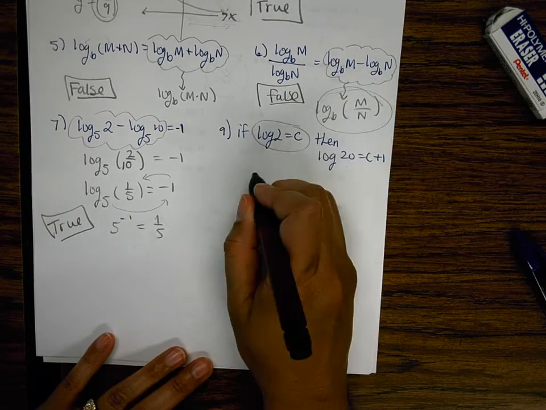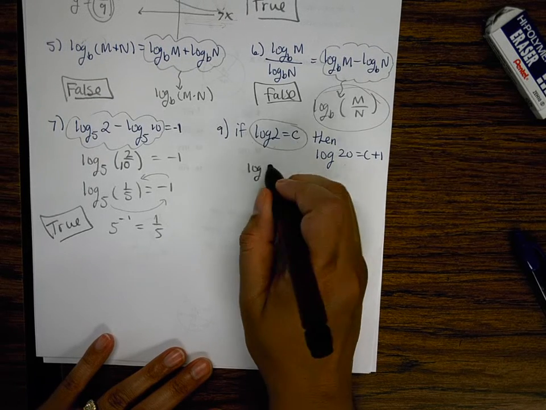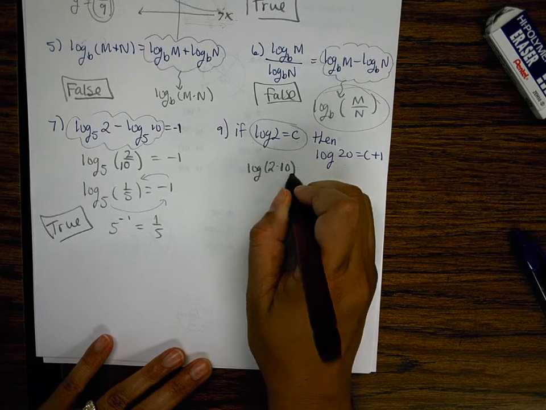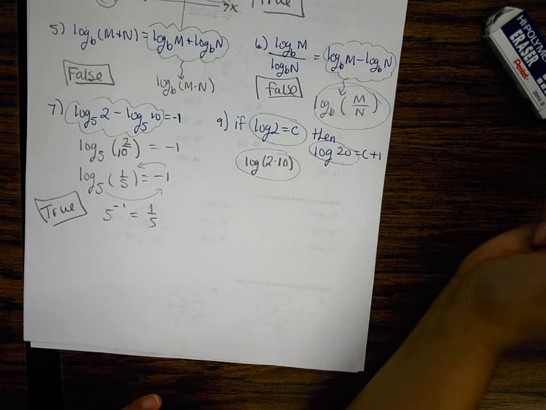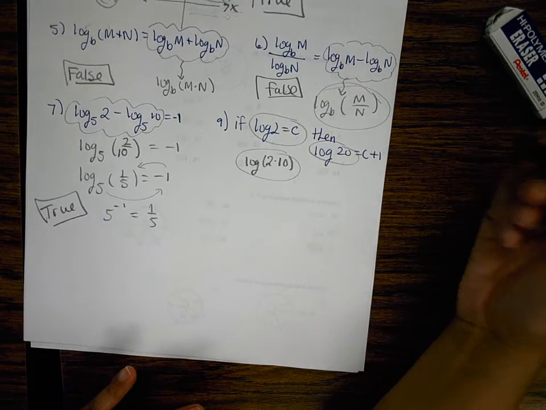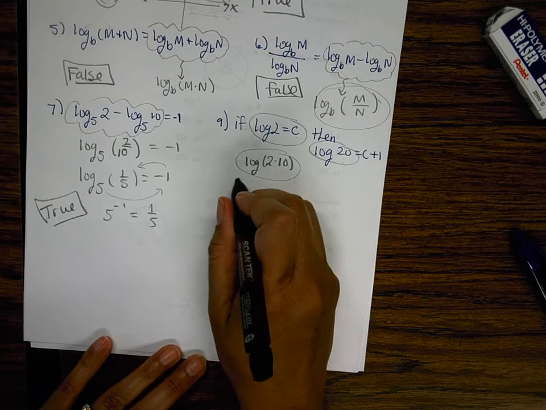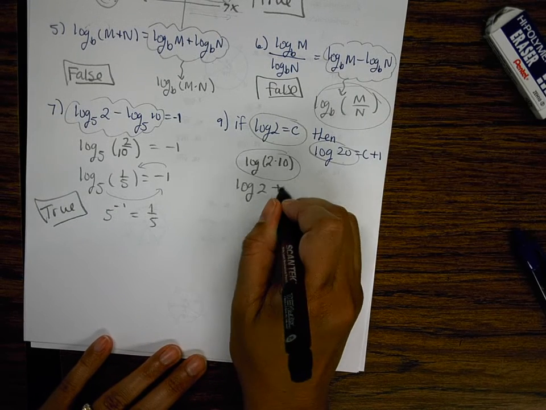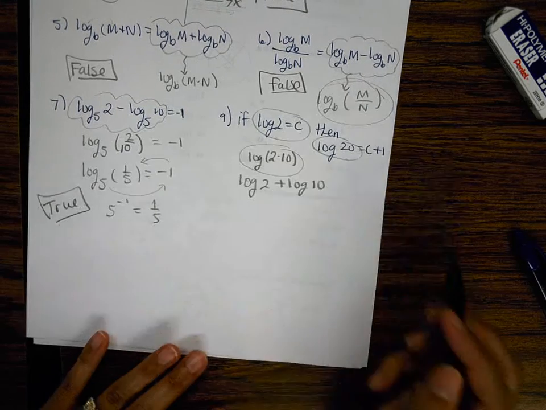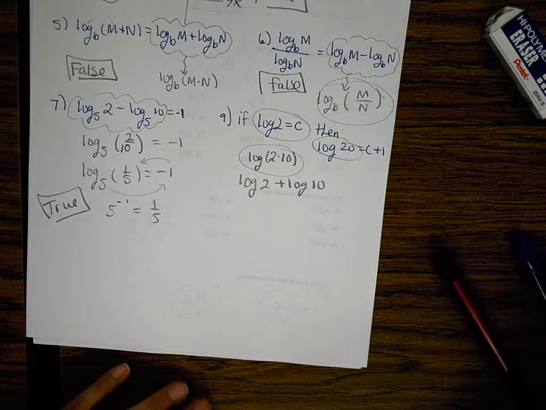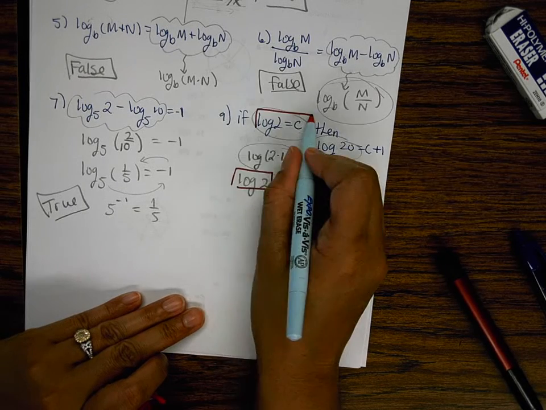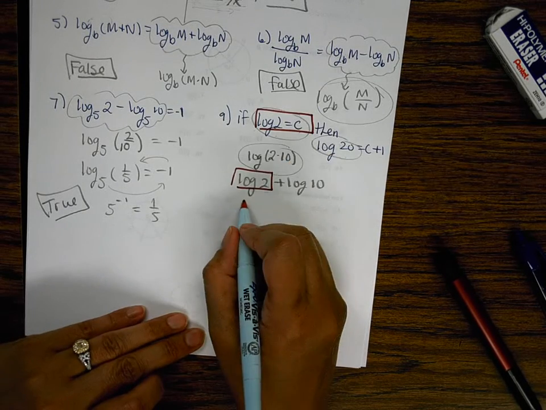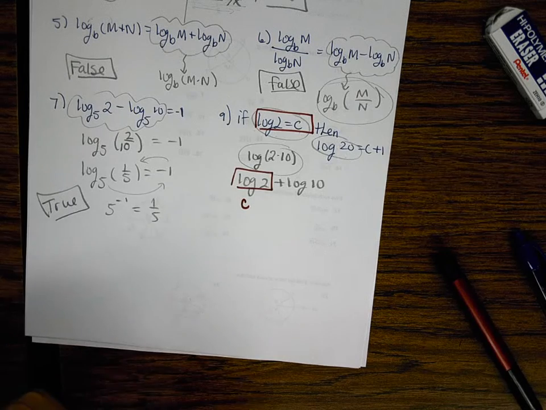Okay, so I'm going to write it over here. Log of 2 times 10. Log of 2 times 10 is the same as log of 20. We agree with that. 2 times 10 is 20. All right, I'm going to use my log laws. Log of 2 plus log of 10. Now that's nice because log of 2 equals c. So I can take that log of 2 and replace it with c.